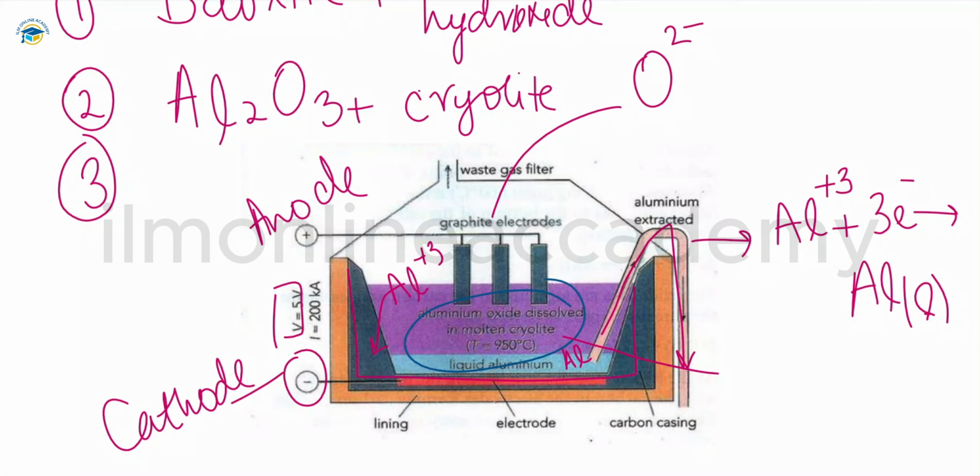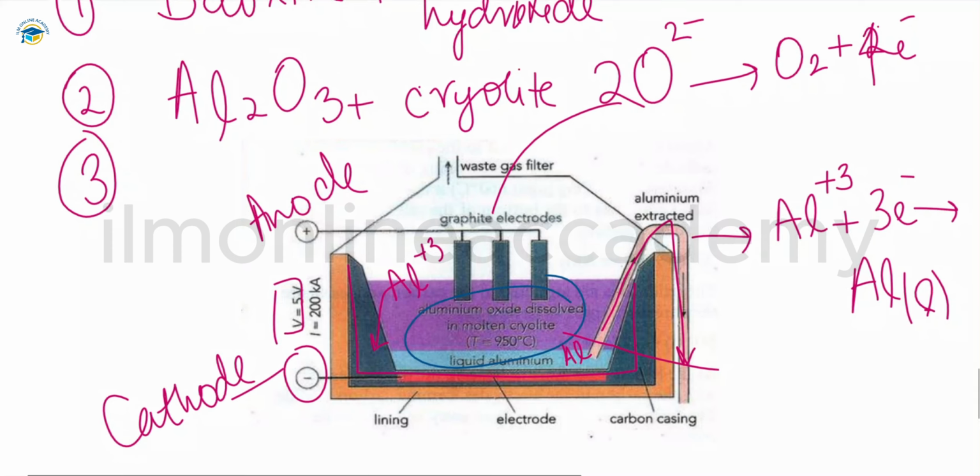O2 negative will give the electrons, and it forms oxygen gas. As we are taking the 2, 4 electrons will be given to the anode. So we have these two reactions separately at the cathode and at the anode. At the high temperature in the cell, the oxygen reacts with the carbon in the electrodes and also forms carbon dioxide.